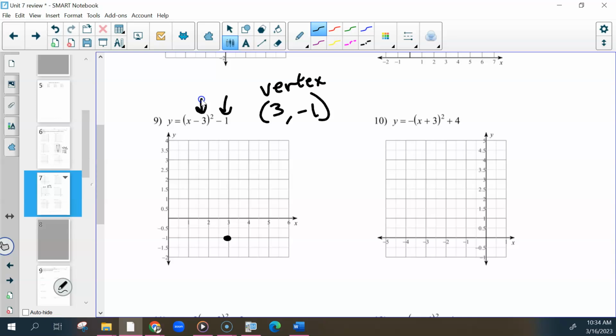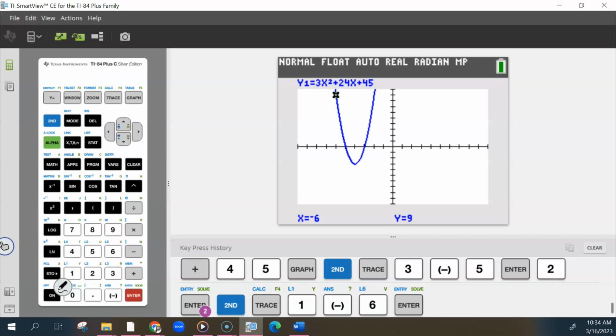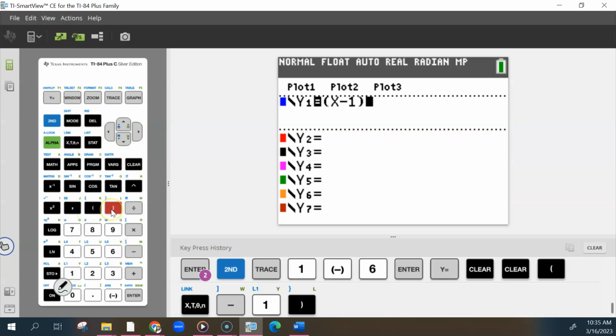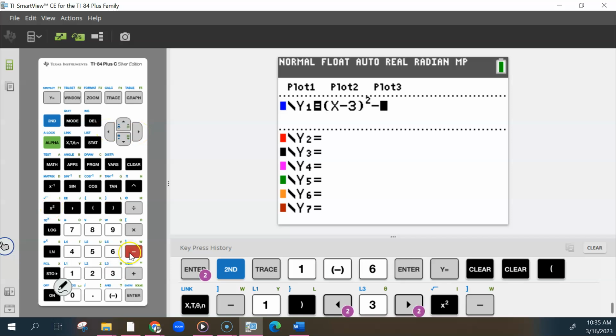And then to get the rest of the points, we're just going to use the table. So we would type all of this in to y equals x minus 1 inside parentheses. Sorry, x minus 3, I put the wrong one. And then squared minus 1. Your table is in blue, so second graph.